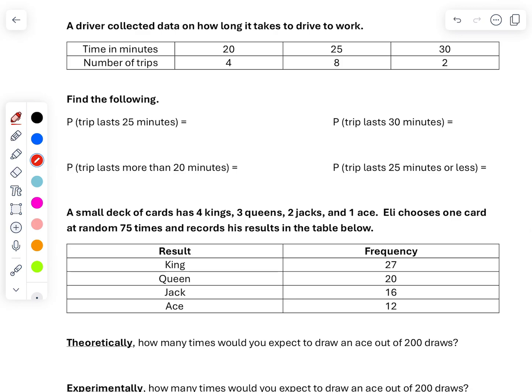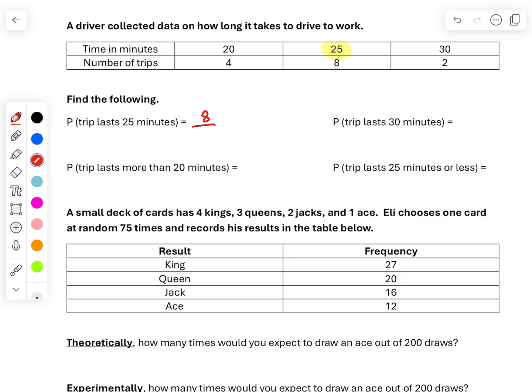Okay, next example. It says a driver collected data on how long it takes to drive to work. And then we have our time in minutes there, and then we have the number of trips. So it says find the following. So we want to find the probability that a trip lasts 25 minutes. So we're looking at the 25, which is right here. And it looks like the number of trips there is 8.